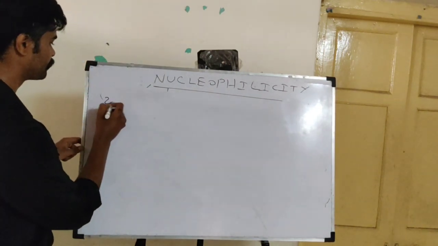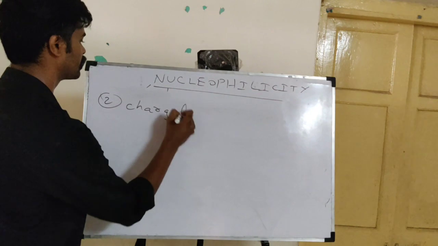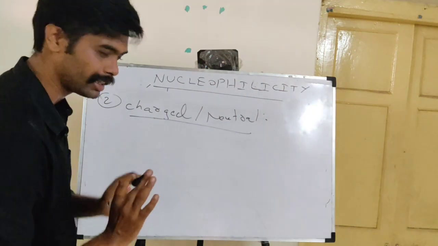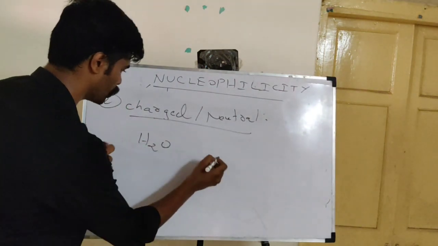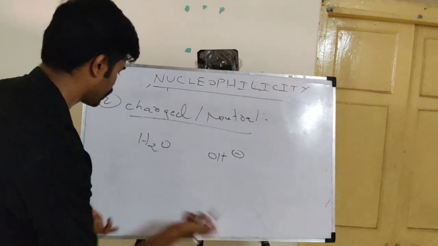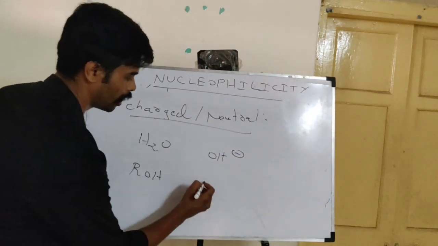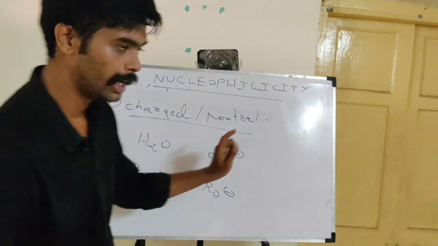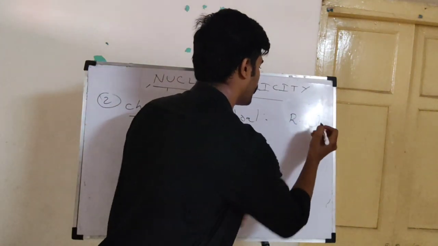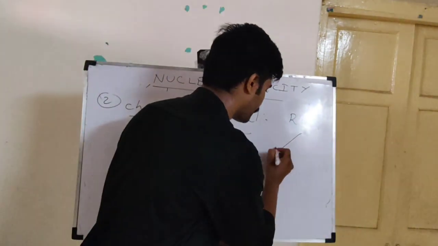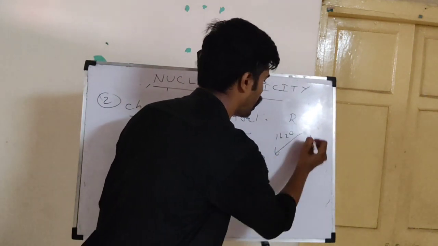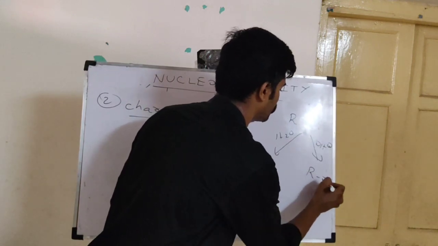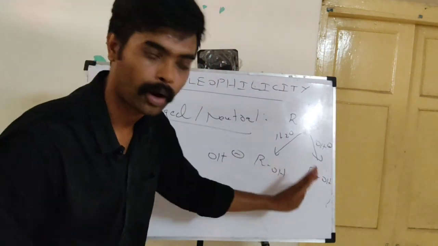Okay, now second is about charged or neutral. Now for this, let me take a very easy example. Say I have H2O and OH minus, or say I have alcohol and say RO minus. Cool. Okay. Now let me see this. If I have an alkyl chloride RCl, if I either put H2O or if I put NaOH, or say directly putting OH minus, I am going to have alcohol as the product in both these cases, right?